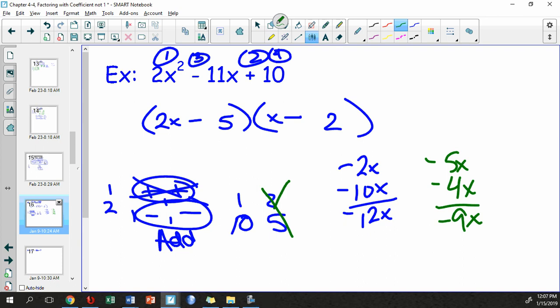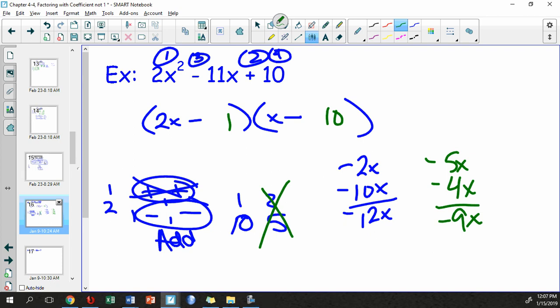2 and 5 will not work. So I need to replace the 2 and the 5 with 1 and 10. Now be logical. If I put a 10 here and a 1 there, I'm going to have a 20 and a 1. Is that going to help?